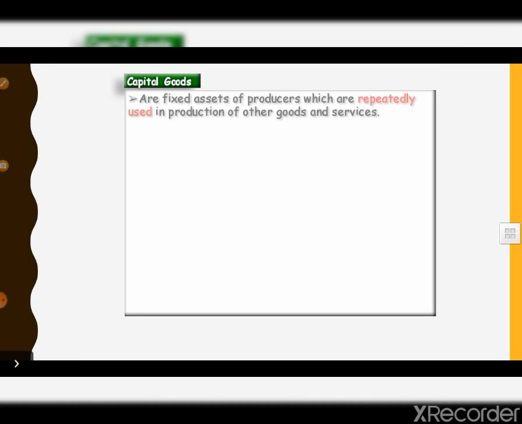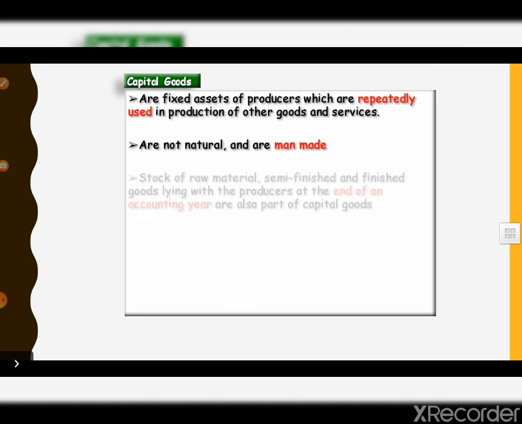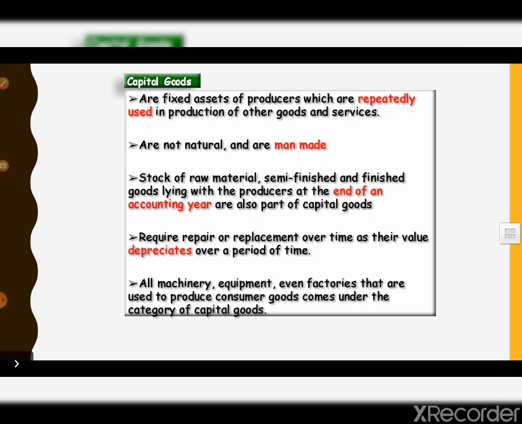Now we learned about consumer goods before. Now let's learn about capital goods. What are capital goods? We all know that capital goods fall under final goods, right? These are fixed assets of producers which are repeatedly used in the production of other goods and services. You need to understand that these capital goods help to produce other goods and services in the economy. They are not used up in the process, but they help to produce other goods.